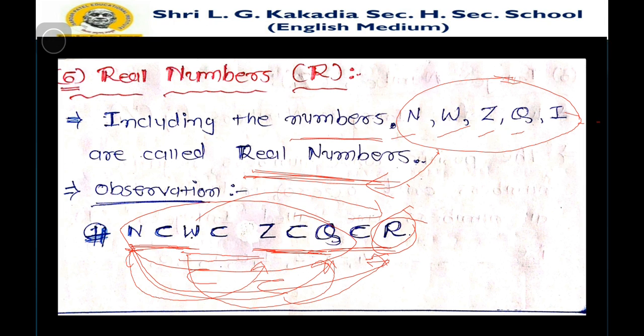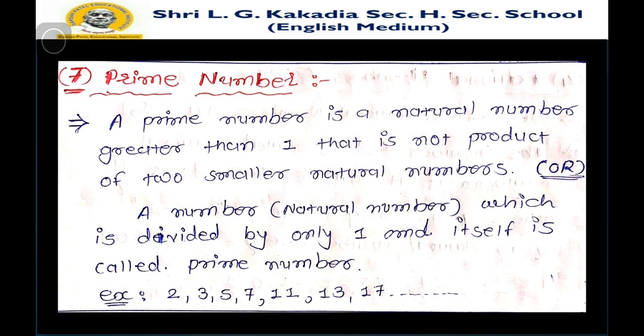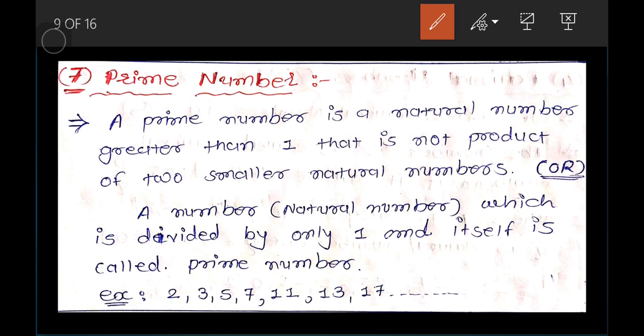Now the next definition: prime numbers. What are prime numbers? A prime number is a natural number. What is a natural number? We can take any number from the natural numbers, that is 1, 2, 3, 4, 5, 6 up to infinity. A prime number is a natural number greater than 1, so we have to take 2, 3, 4, 5, 6, 7 up to infinity.